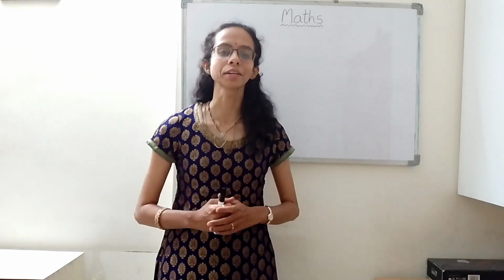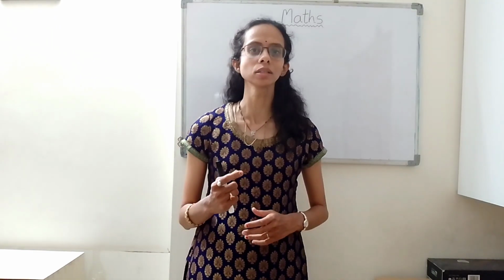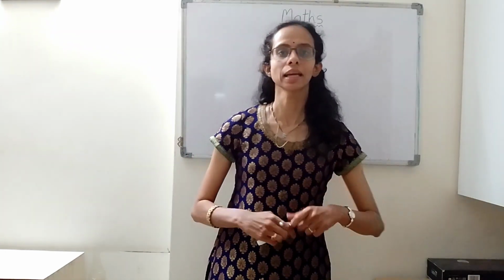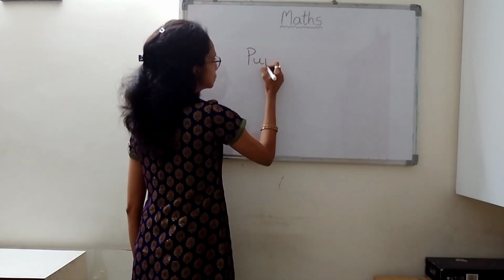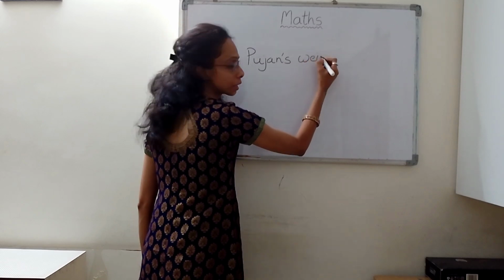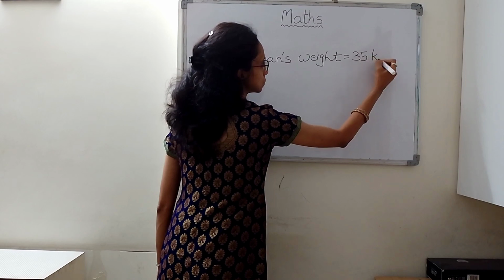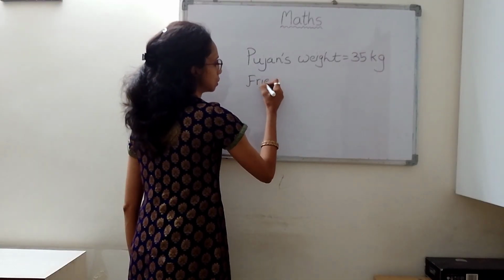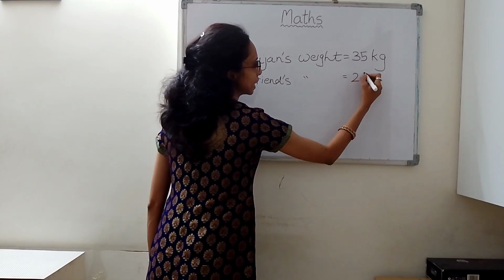In today's session, we are going to discuss how we compare quantities or values in real life. Let's take an example. For example, Poojan's weight is 35 kg, and his friend's weight is 28 kg.